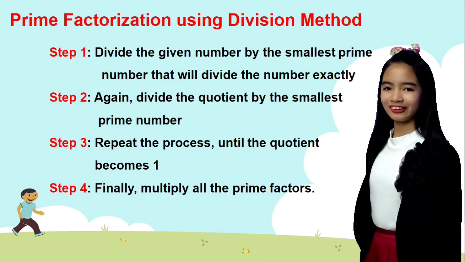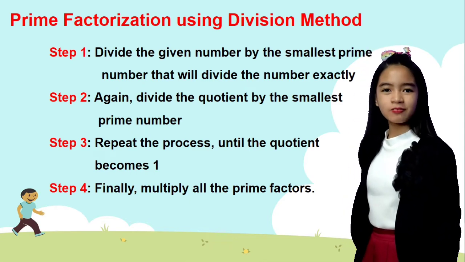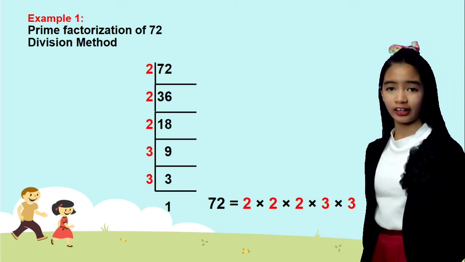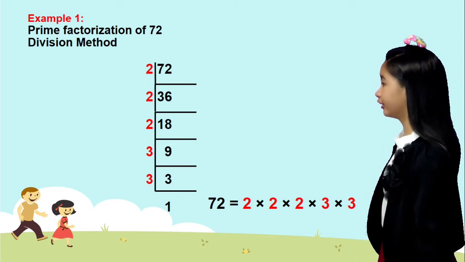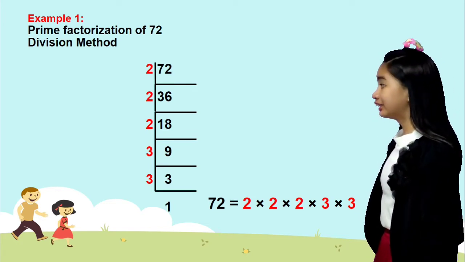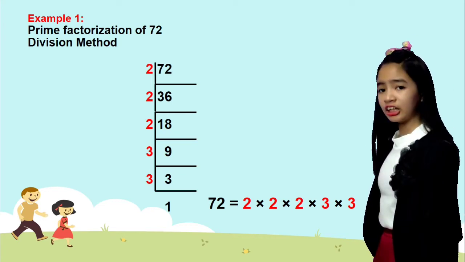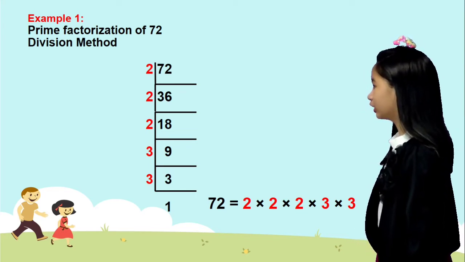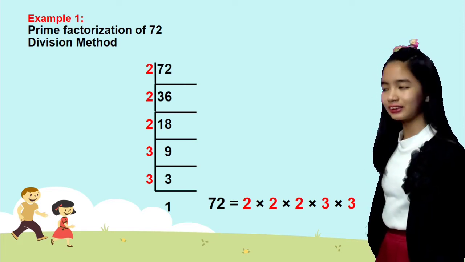Next, prime factorization using the division method. Here are the steps in the division method. Now, let us do the prime factorization of 72 again using the division method. The first step is to divide the number 72 by the smallest prime number. Since 72 is an even number, it is divisible by 2 based on our divisibility rules. So let us divide 72 by the smallest prime number 2. 72 divided by 2 equals 36.